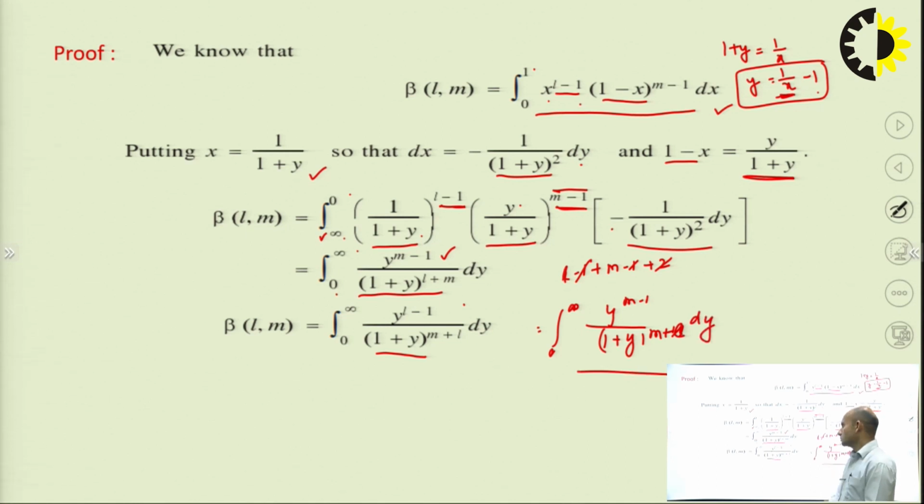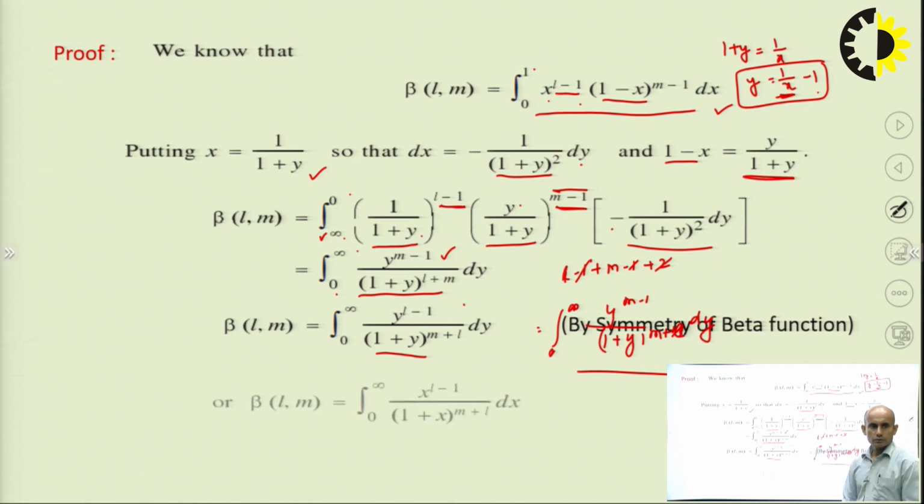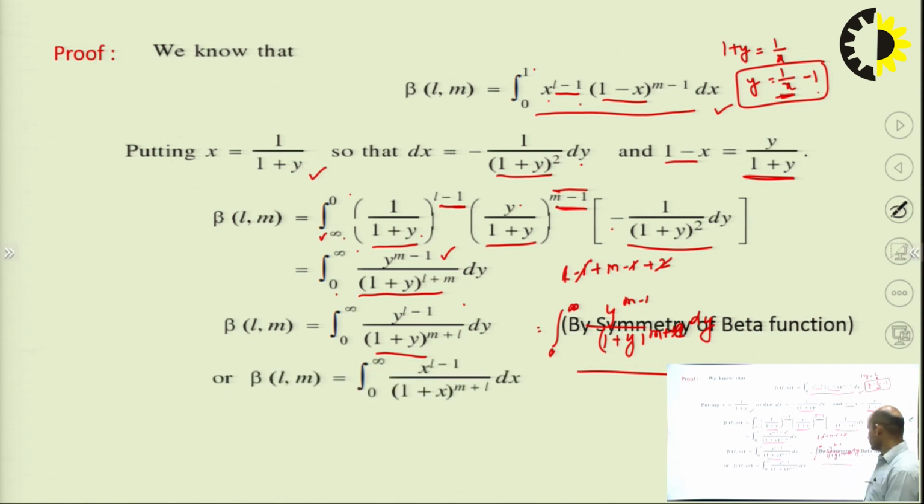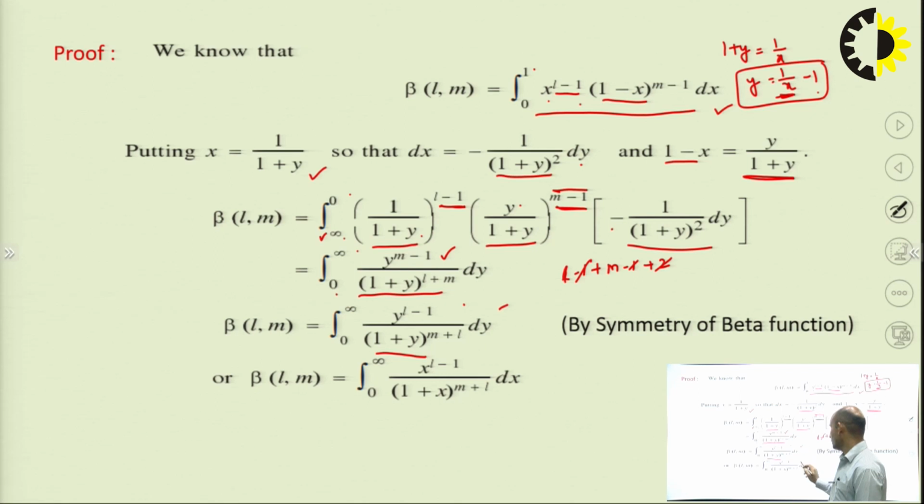As we know, the beta function is symmetrical in L and m, so we can interchange L and m here. So by symmetry of this beta function, we can write beta L, m equals to this one or this one.